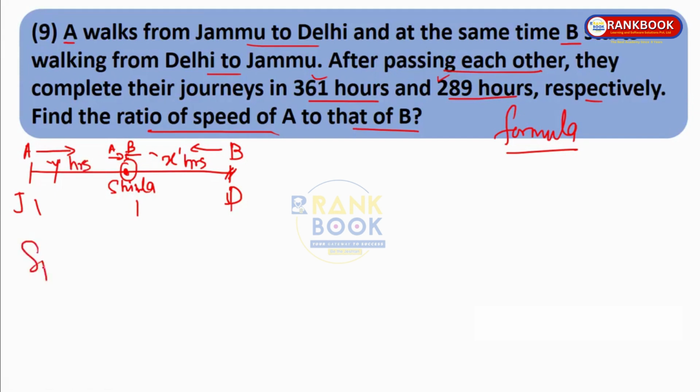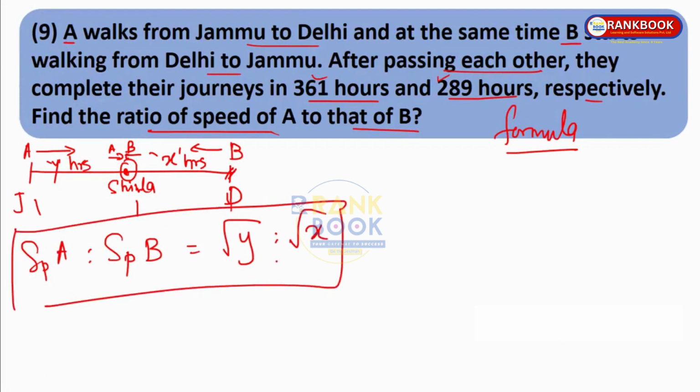So the ratio of speed of A to speed of B is nothing but root of Y to root of X. This is the formula. Here you just have to remember 2 things. It is not X to Y, it is Y to X. Correct? Because this is the amount of time taken by B, and this is the amount of time taken by A. And here it is speed of A to speed of B, so it is time taken by B upon time taken by A. This is for B. This is for A.